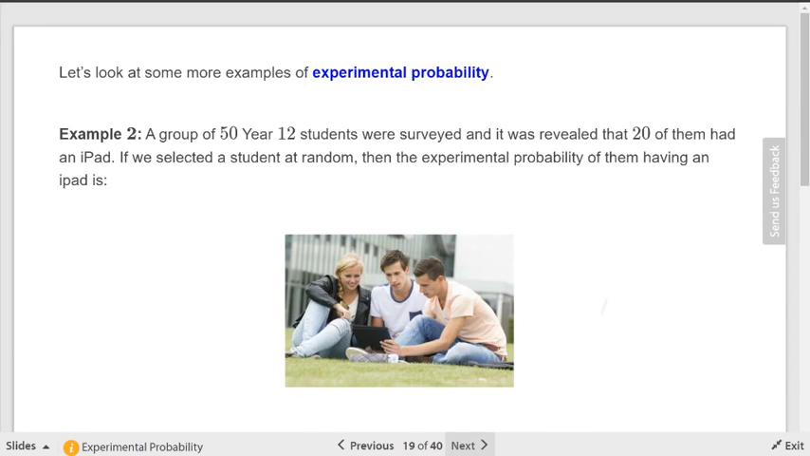All right, so let's do another one. Here we go. Oops, sorry. I want to just move that down. A group of 50 year 12 students. Now we're going to do this one. Y'all are going to do this, and then I'm going to ask you questions about it. So this one you're going to write down. Make sure you're writing this down. A group of 50 year 12 students were surveyed, and it was revealed that 20 of them had an iPad. If we select a student at random, then the experimental probability of having an iPad is. So, go. Find the probability that a student in this group has an iPad. Yeah, probably doesn't take very long. Give you a minute to finish.